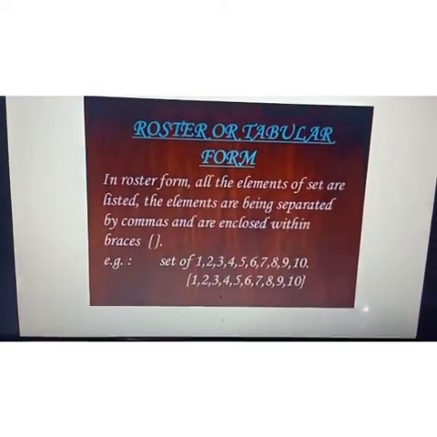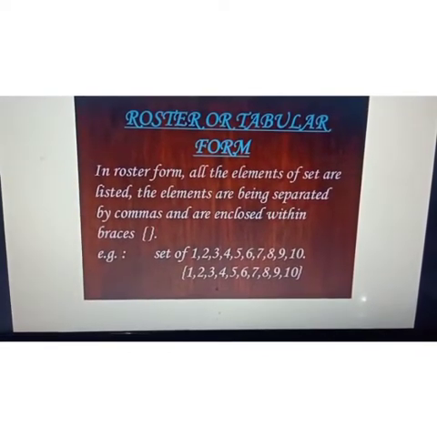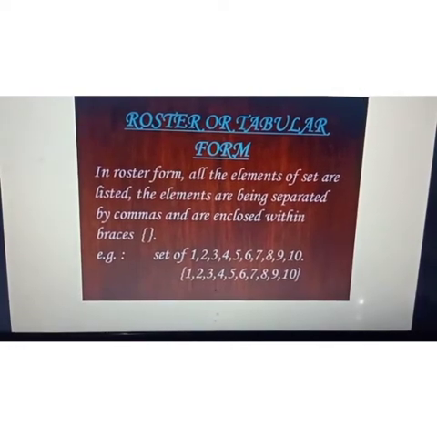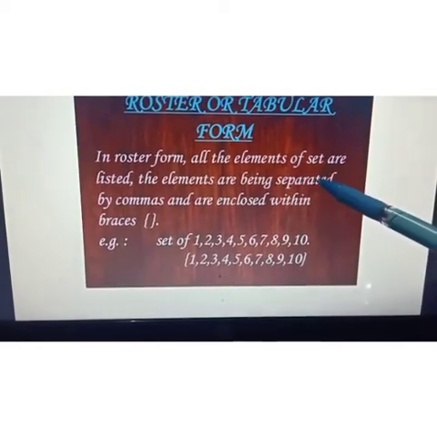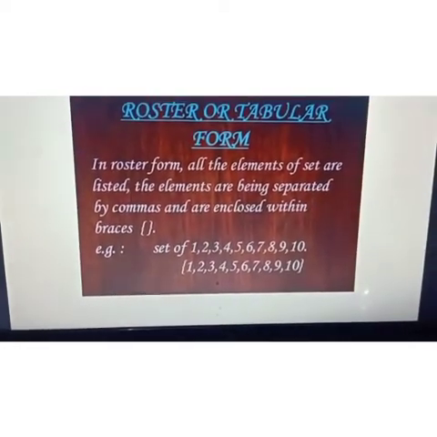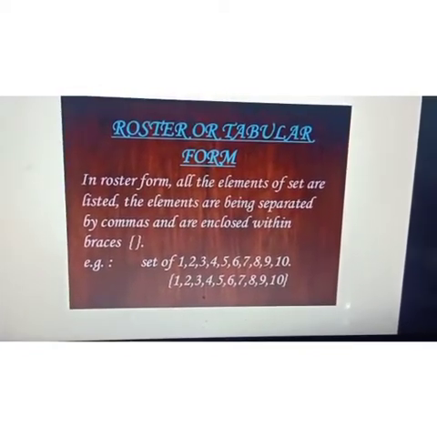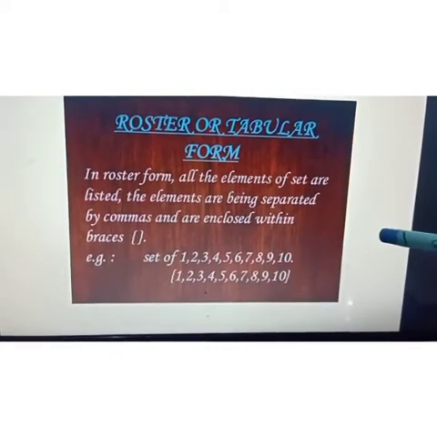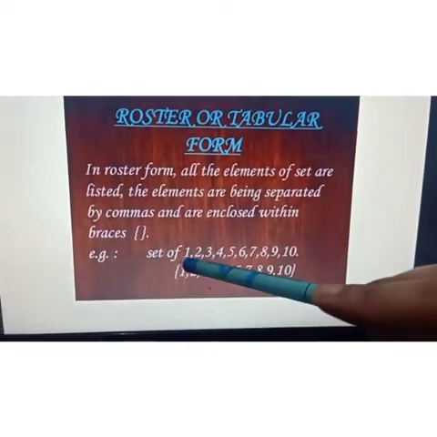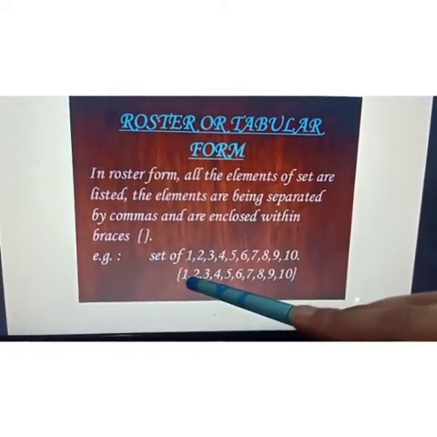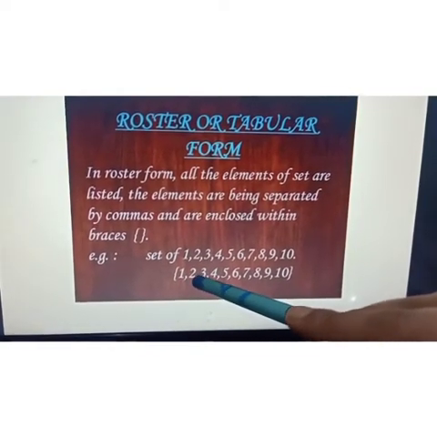In the roster form, all the elements of a set are listed, right? The elements are separated by commas and are enclosed within braces, correct? So in the roster form, all the elements are listed, separated by commas, and enclosed within braces. These 3 things you have to always remember while writing sets in roster form. Let's take the example set {1, 2, 3, 4, 5}. If you have to represent this in roster form, which things do we have to remember? Between every element we have to put commas. So 1, then comma, then 2, 3.